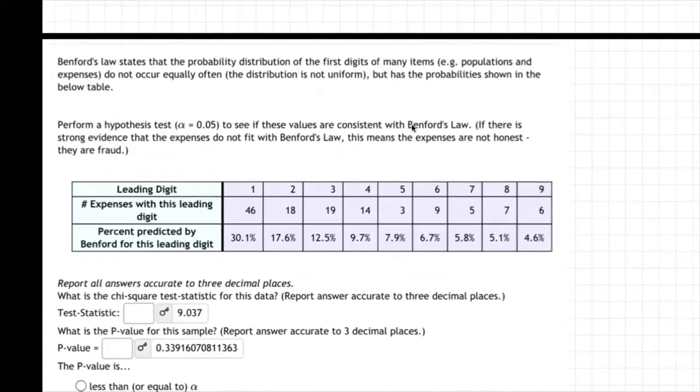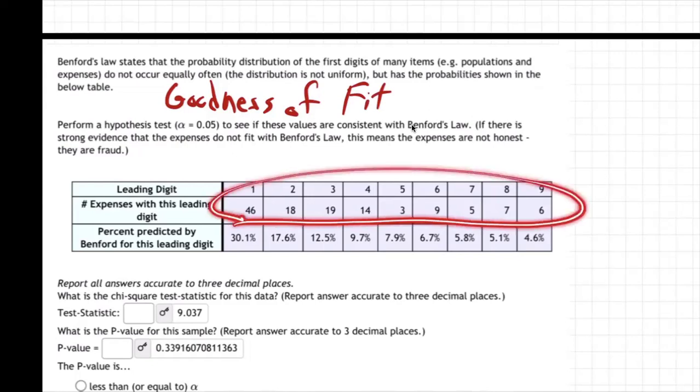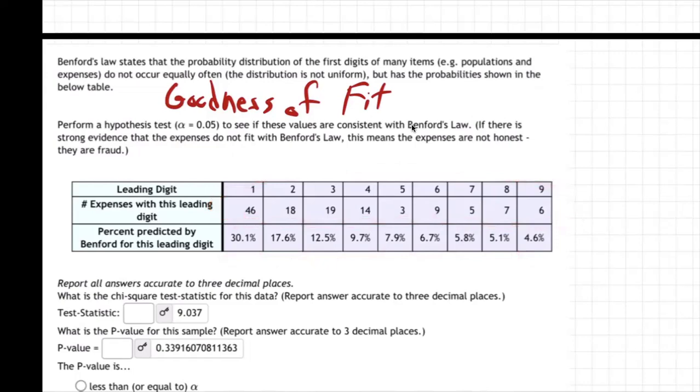So we're going to do a goodness of fit test. How well do the expenses reported by the company right here fit with the percentages Benford's law says will always happen if things are being done honestly? Okay, so how are we going to do it? Well, go back to the notes.